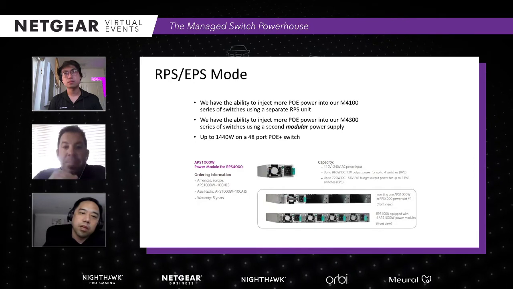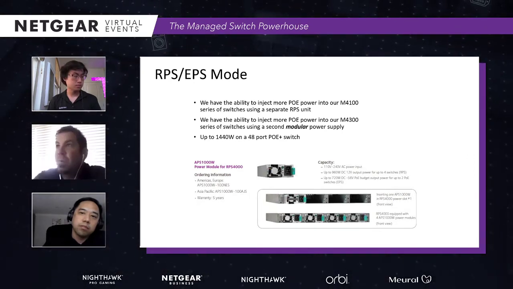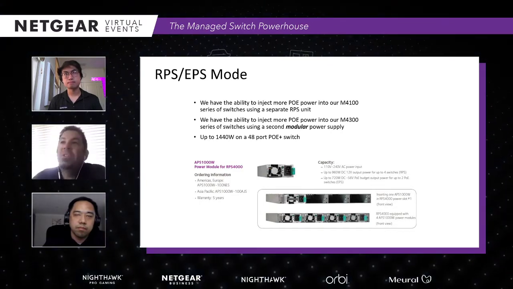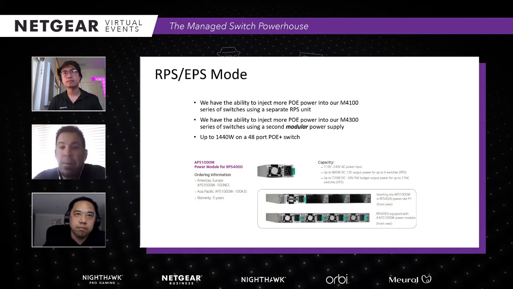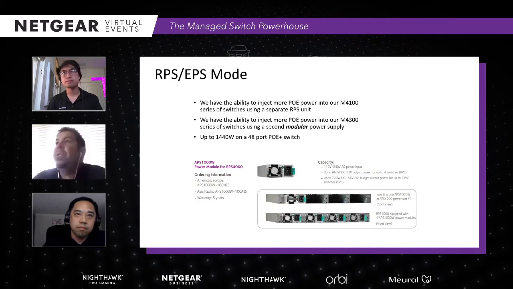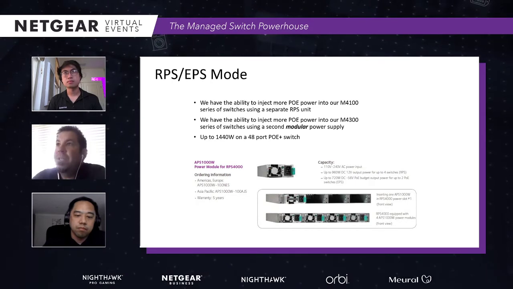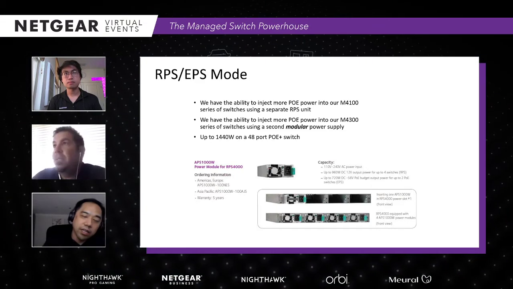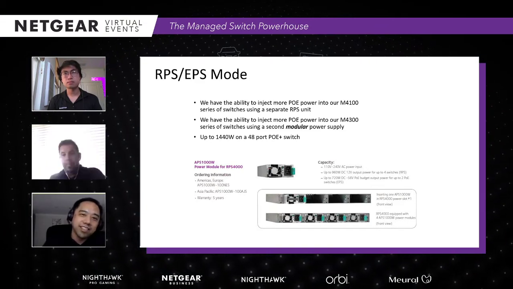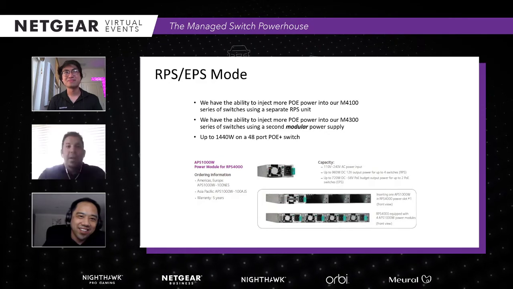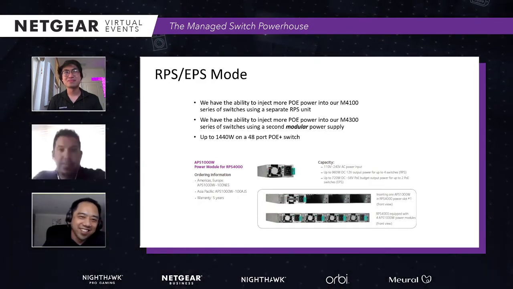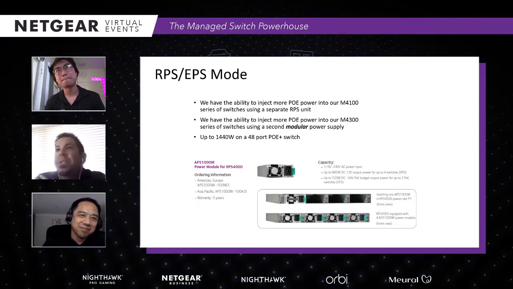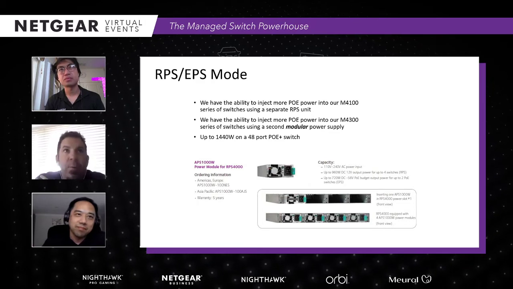Now, on our high-end M4300 series of switches, which is the series we're going to focus on today, those actually have modular power supplies. So all you have to do is add a second power supply and slide it into the back of the switch. But for the smart switches and our older M4100 series, you've got to use an RPS. And this is very common. Hey Derek, it'll be a redundant power supply, just to throw it out there. There are so many terminologies and acronyms out there.